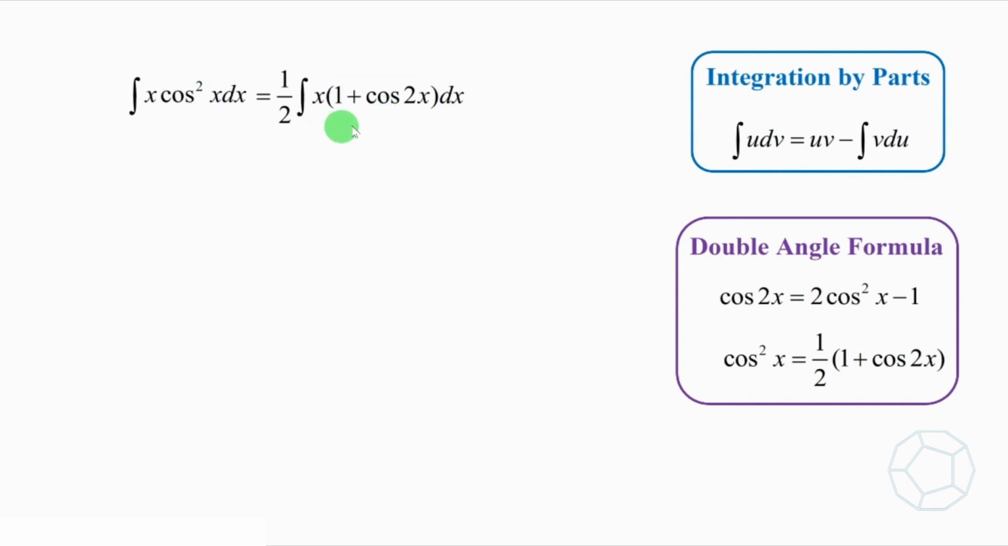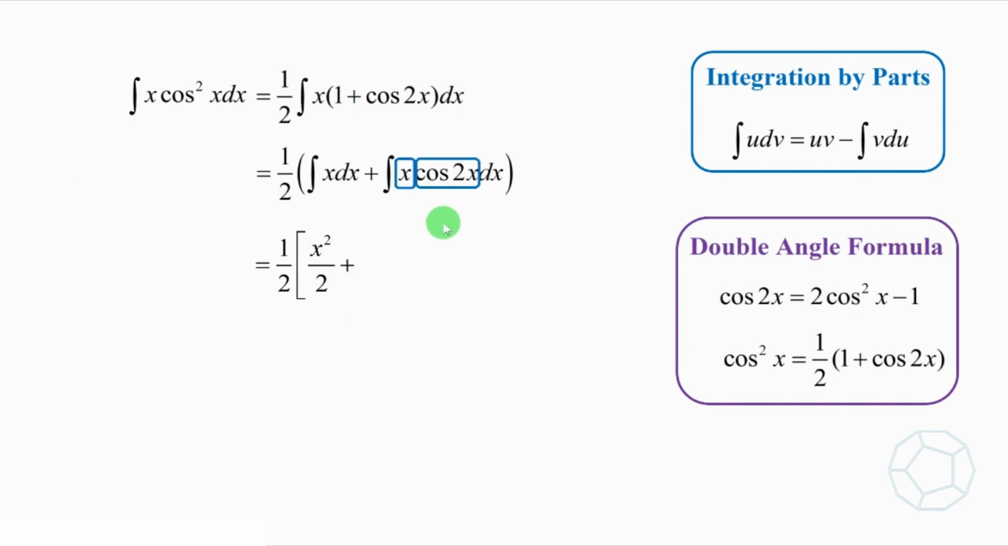Next, we are going to separate the integral into two parts like this. For the first one, integrate x dx. It is easy to evaluate. The result is x squared over 2. Now, we focus on the second integral.